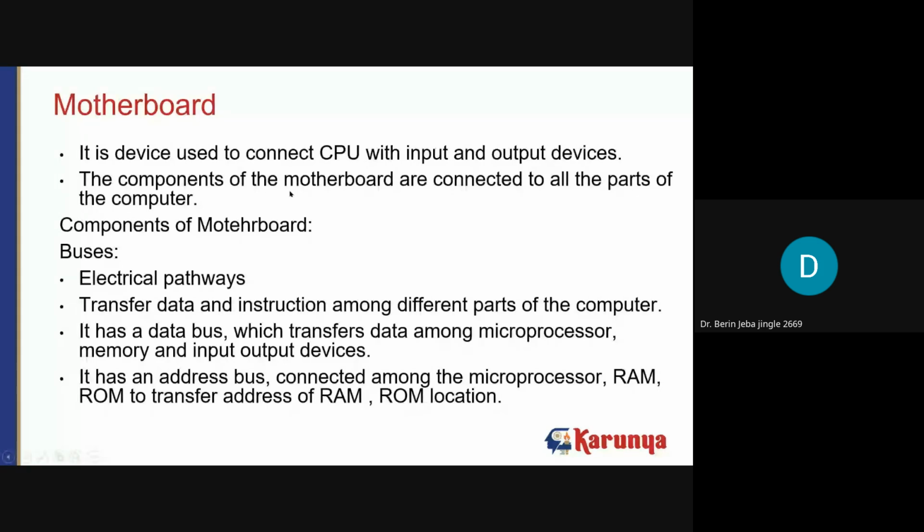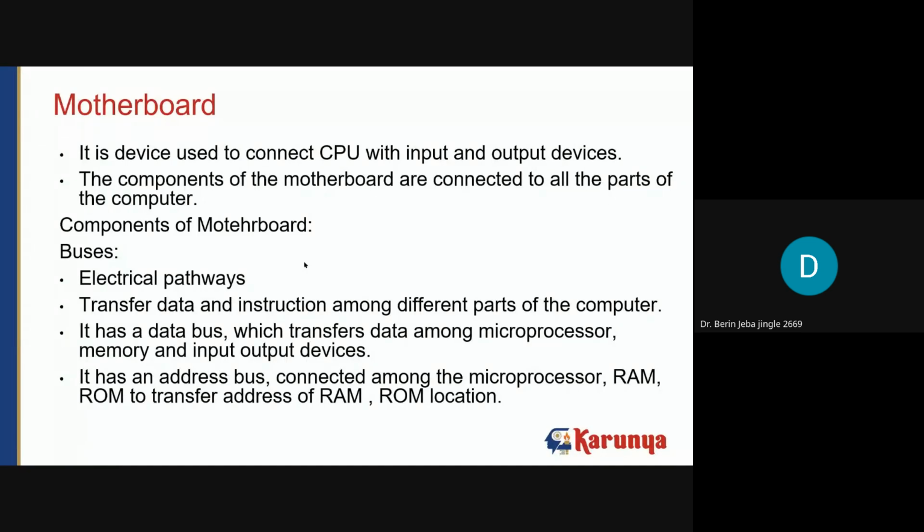The components of the motherboard are connected to all the parts of the computer. See, the components of the motherboard. First is the bus. It is the electrical pathway. For transferring data from one part of the computer to another part of the computer, it needs a connection. That wired connection is called the buses in a computer. It has three things: one is the data bus, one is the address bus, another is the control bus.